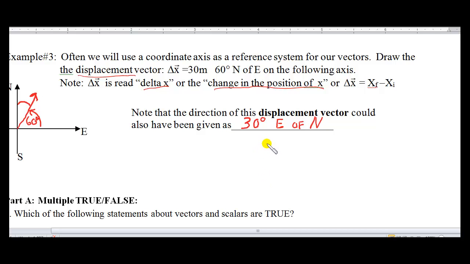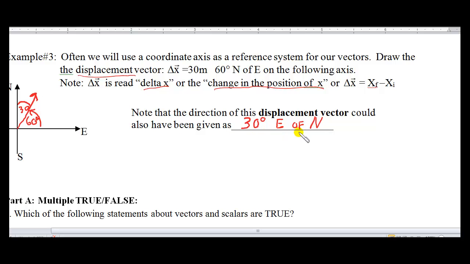Let's check our answer. The answer I came up with was 30 degrees east of north. In other words, if we go over here and go due north, right, we'd be going right along this arrow. But I want to get on my vector, so I'm going to have to go 30 degrees. Okay, that's the complement of 60 degrees. 30 plus 60 is 90. So I'm going to have to go 30 degrees in this direction, that is toward the east.